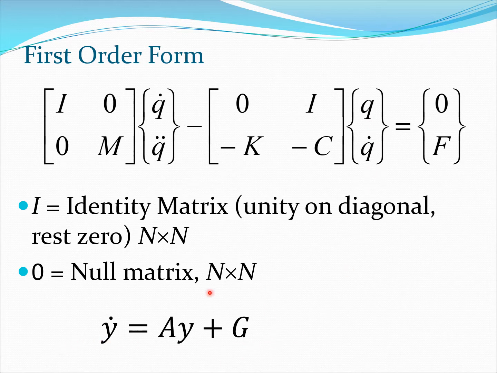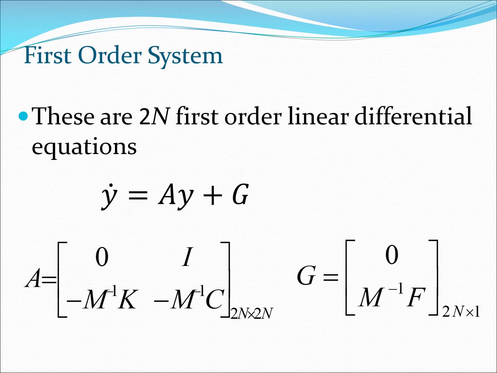So we will now start thinking of this system as y dot equals A y plus G, provided we take this matrix involving I and M to this side. So essentially we have to take the inverse of this matrix and pre-multiply both the sides of the equation with that matrix. So if we do that, we get the equation y dot is A y plus G, and A becomes this matrix here, which is expressed in terms of M, K, and C.